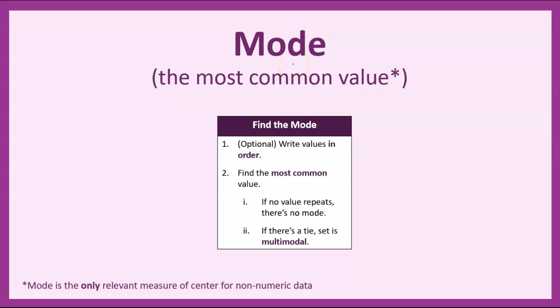A couple exceptions to keep in mind here. If there is no repeating value in your data set, then there is no mode. And if there is a tie, then it's called multimodal. There are more than one mode.